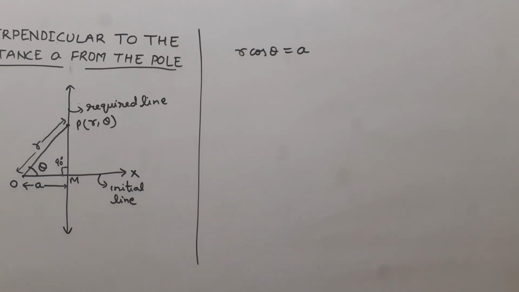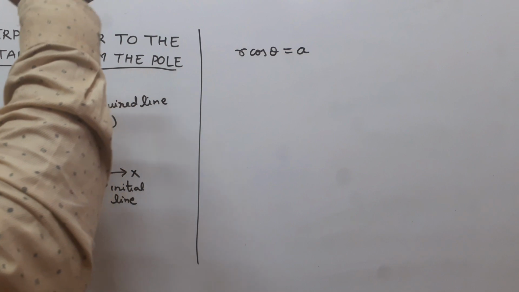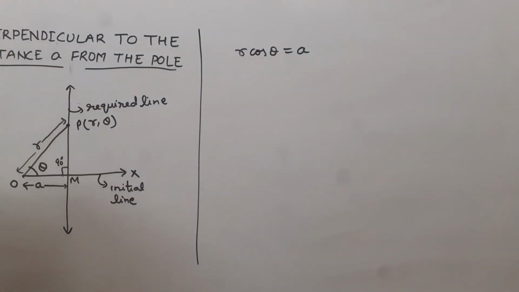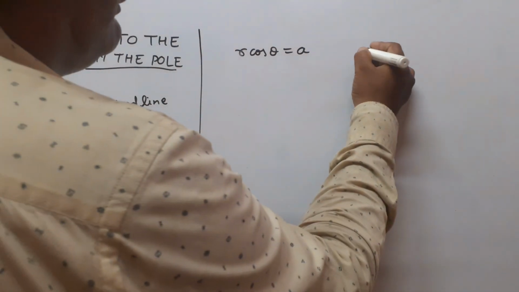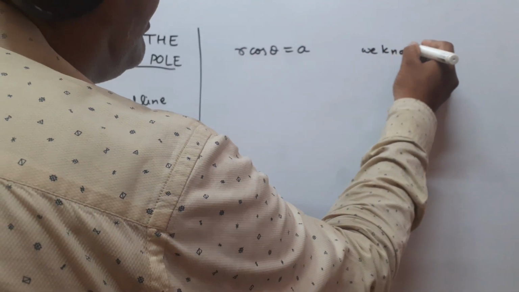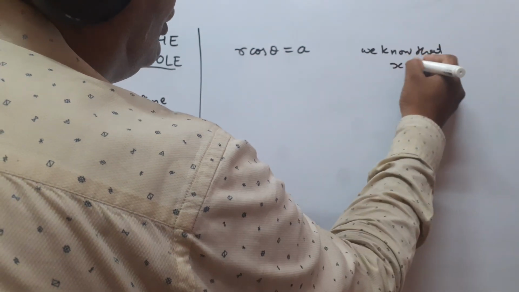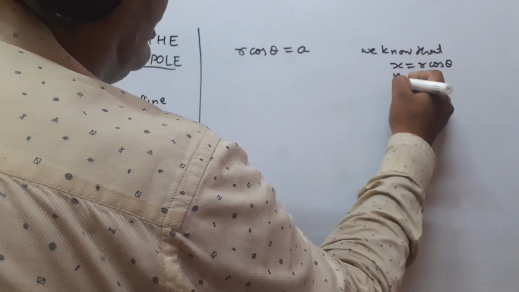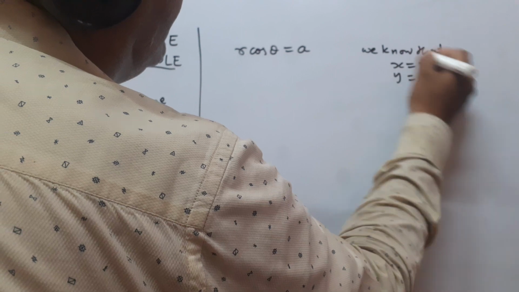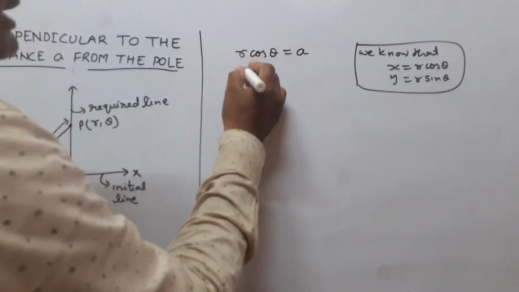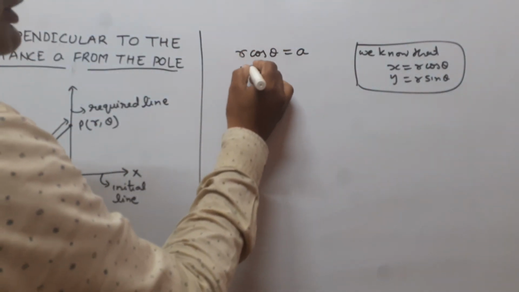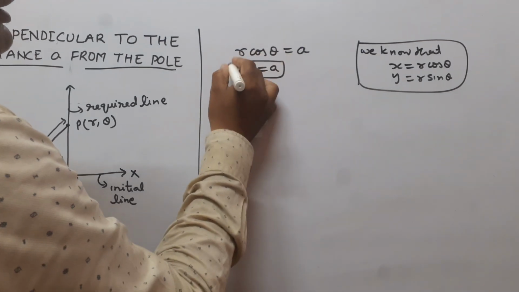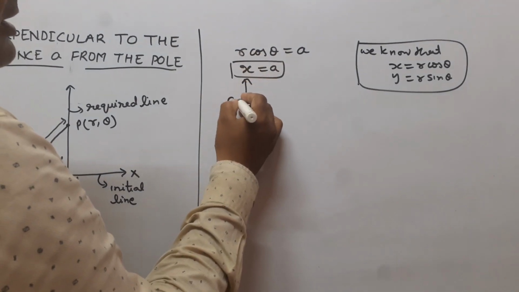We know that when we convert a polar equation into a Cartesian equation, we put x in place of r cos theta. We know that x is equal to r cos theta and y is equal to r sin theta. So putting x in place of r cos theta, we get x equal to a.